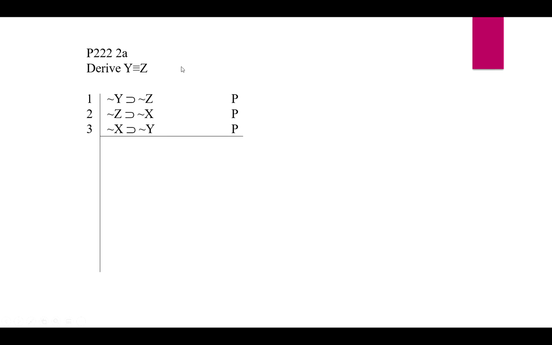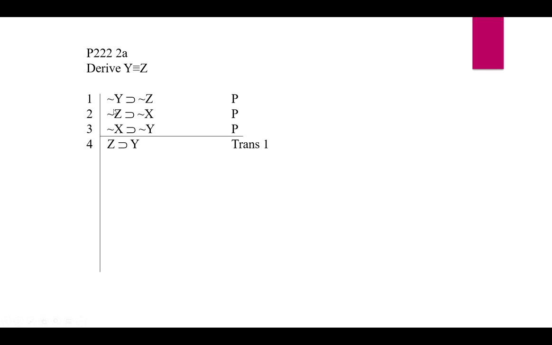Right on line 1, we have if the negation of Y, then the negation of Z. We have this rule transposition, right, that allows us to flip a material conditional that has 2 negations and remove those negations. So on line 4, we can get if Z then Y using transposition from line 1. So now we need to get if Y then Z.